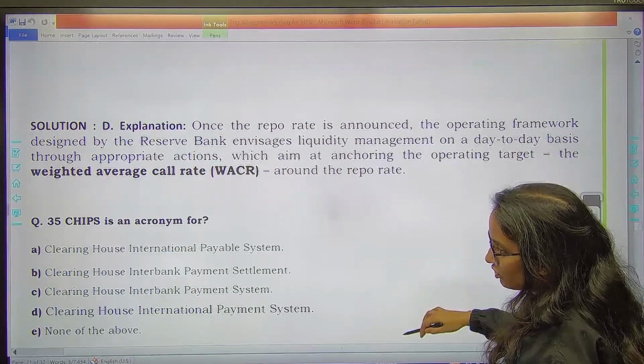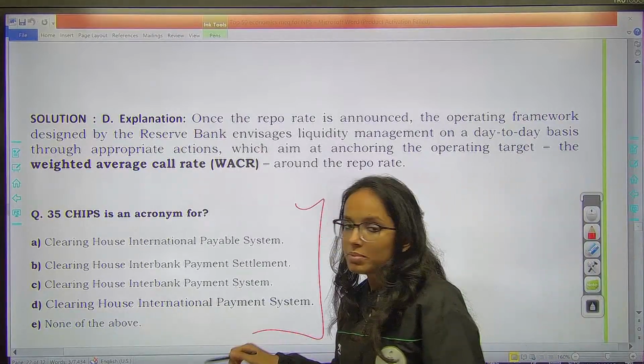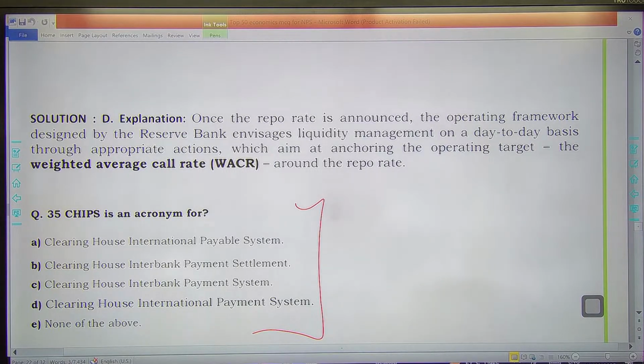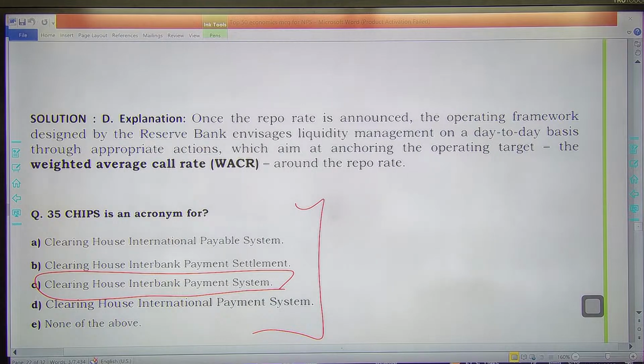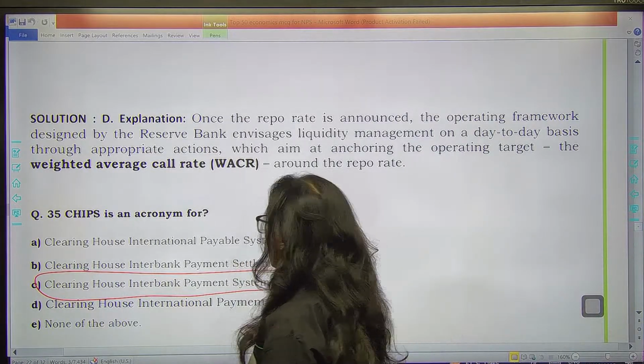Then next, CHIPS. CHIPS is an acronym for which of the following? Very important concept, and the full form of CHIPS is important for you. CHIPS stands for... so CHIPS basically is the Clearing House Interbank Payment System. C is the right option here, not B. Remember, CHIPS stands for Clearing House Interbank Payment System, not settlement.